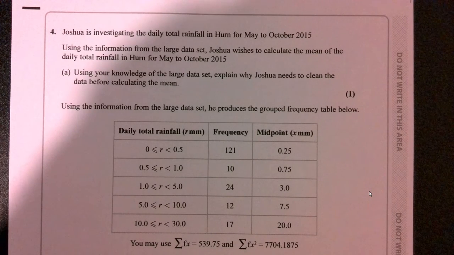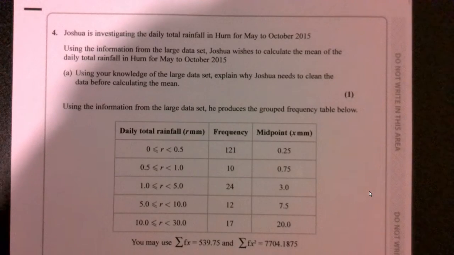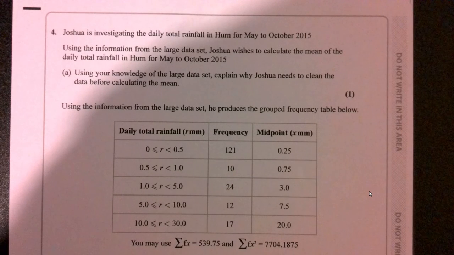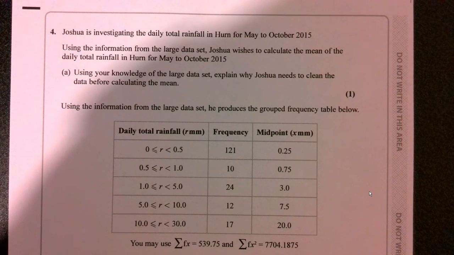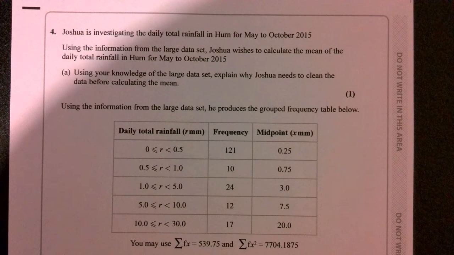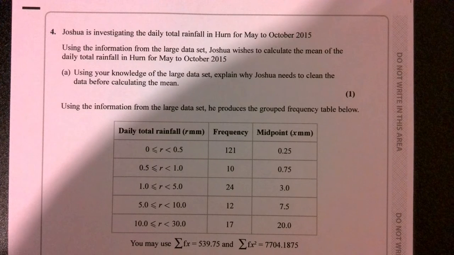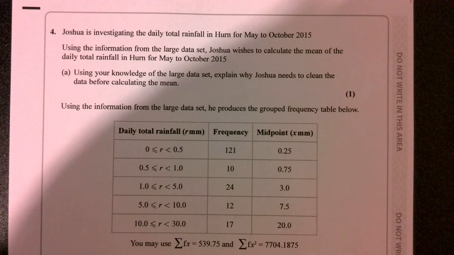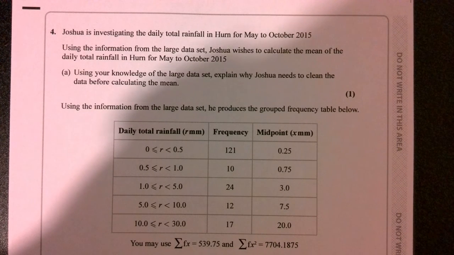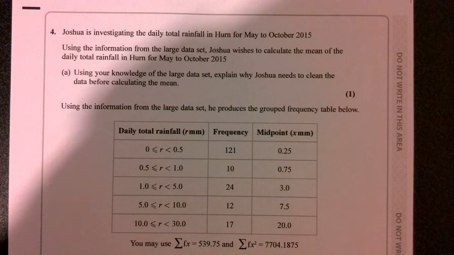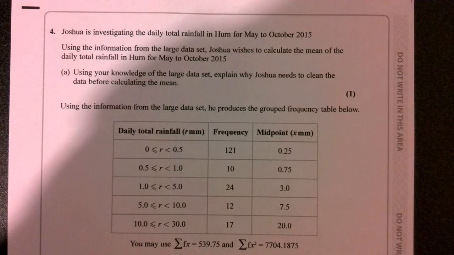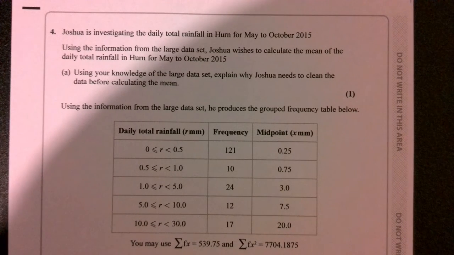Question 4. Joshua is investigating the daily total rainfall in Herne for May to October 2015. And using the information from the large dataset, Joshua wishes to calculate the mean daily total rainfall in Herne for May to October 2015. For part A, using your knowledge of the large dataset, we have to explain why Joshua needs to clean the data before calculating the mean.